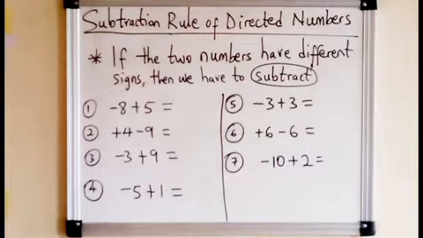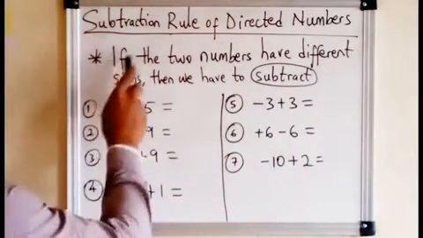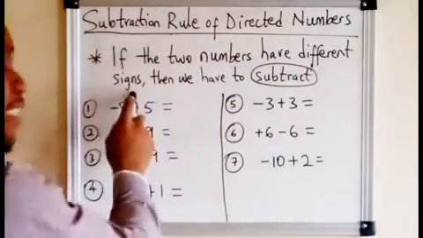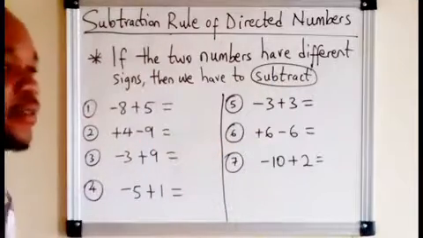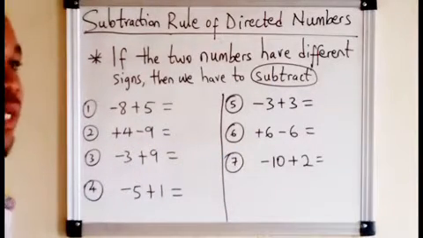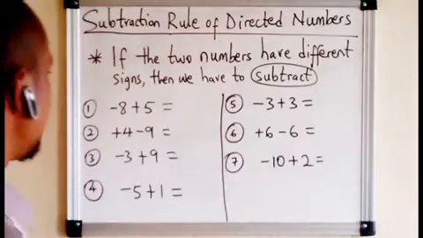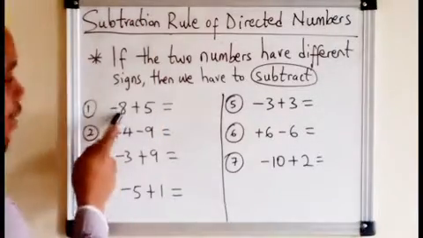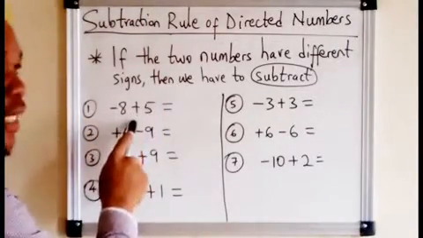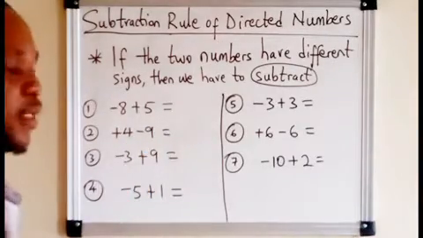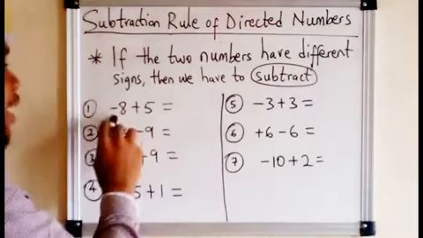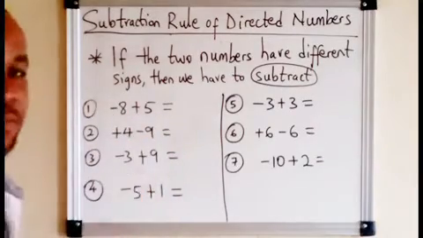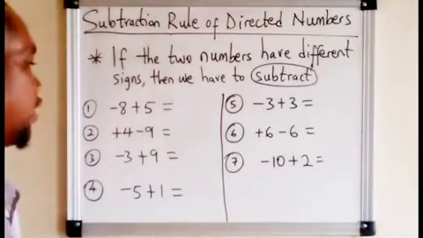Looking at the subtraction rule of directed numbers. Let's see what the rule says. The subtraction rule of directed numbers states that if the two numbers have different signs, then we have to subtract. If the two numbers we are working with have different signs, we can subtract. Number 1, minus 8 plus 5. 8 has a minus sign, 5 has a plus sign. They do not have the same sign at all. So since 8 is carrying a minus and 5 is carrying a plus, they are not carrying the same type of sign. And in such a case, we have to subtract.